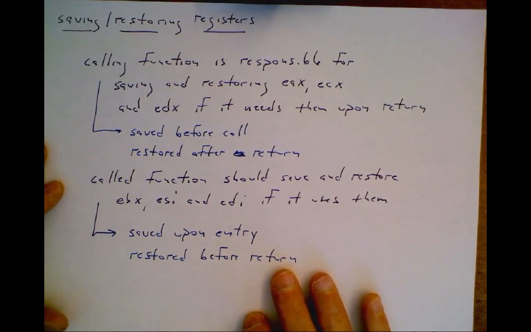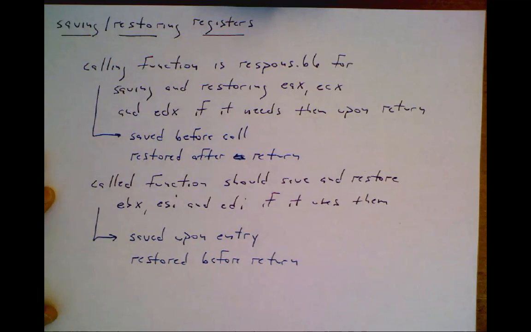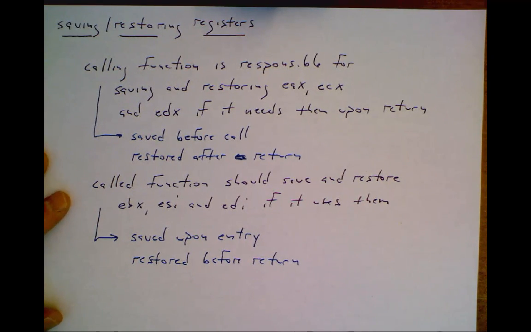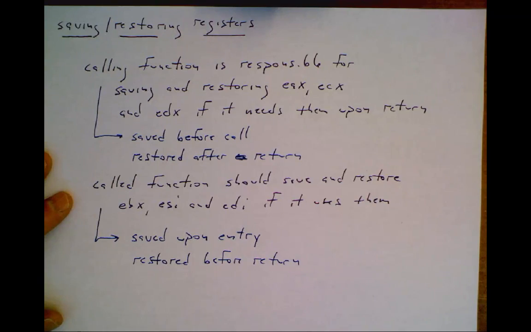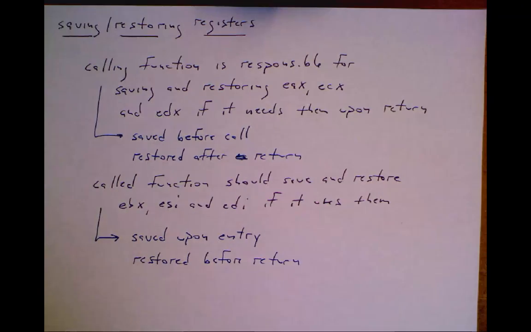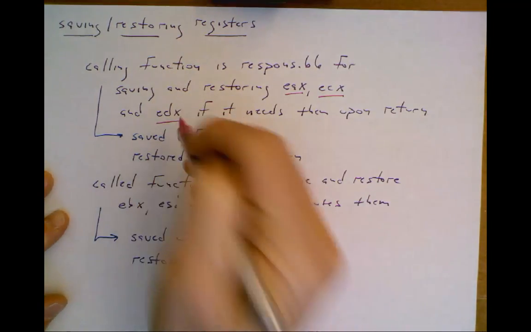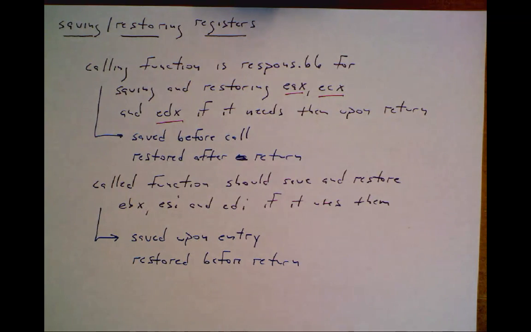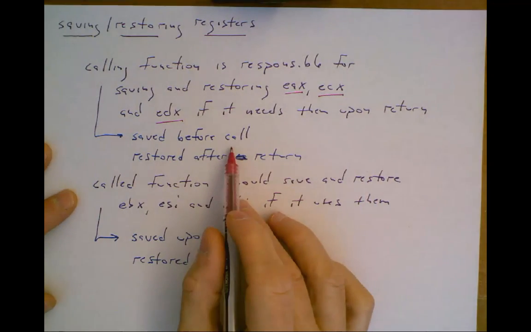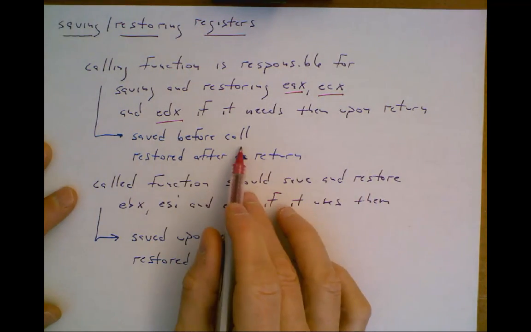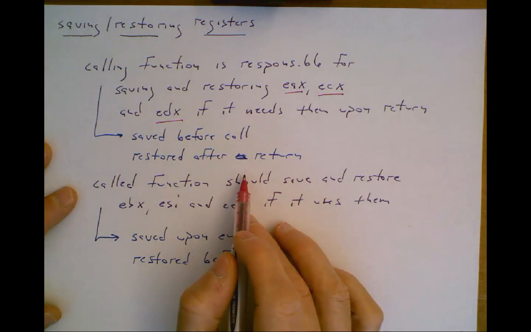I mentioned before the need to save and restore registers. Let's take a closer look at that. Again, this is part of the conventions. On Intel, the convention is that calling functions are responsible for saving and restoring these 3 registers, EAX, ECX, and EDX. So if the calling function needs the original values that were there before the call, if it needs those after the call, then the calling function is responsible for saving those onto the stack before the call and restoring them after the return.